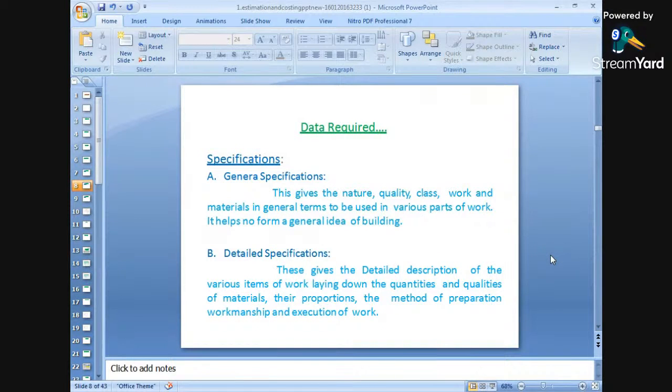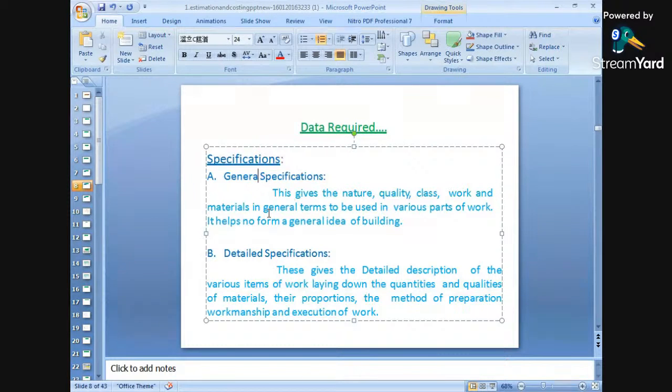Okay. Number two is nothing but the specifications. As has been stated, with the help of the specifications we can easily find out the cost of any structures. So specifications play an important role. There are two types of specifications. Number one is the general specifications. Number two is the detailed specifications.